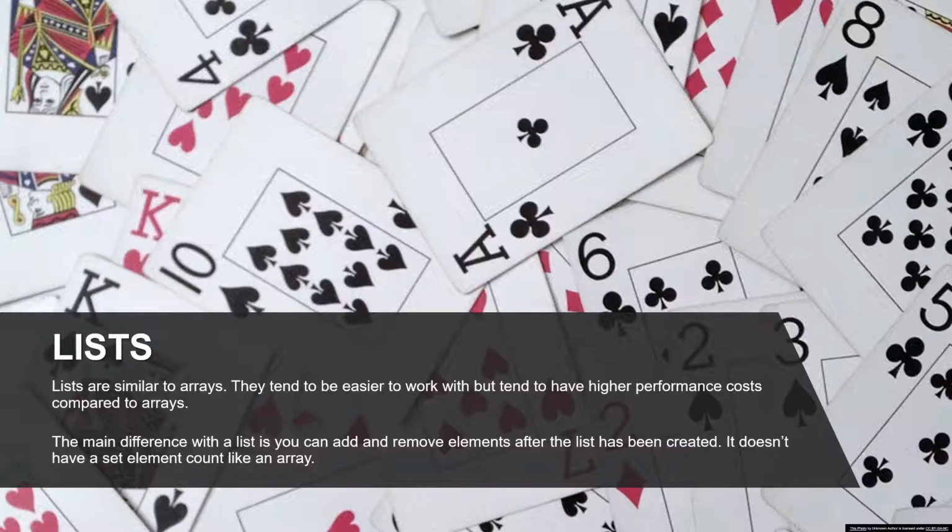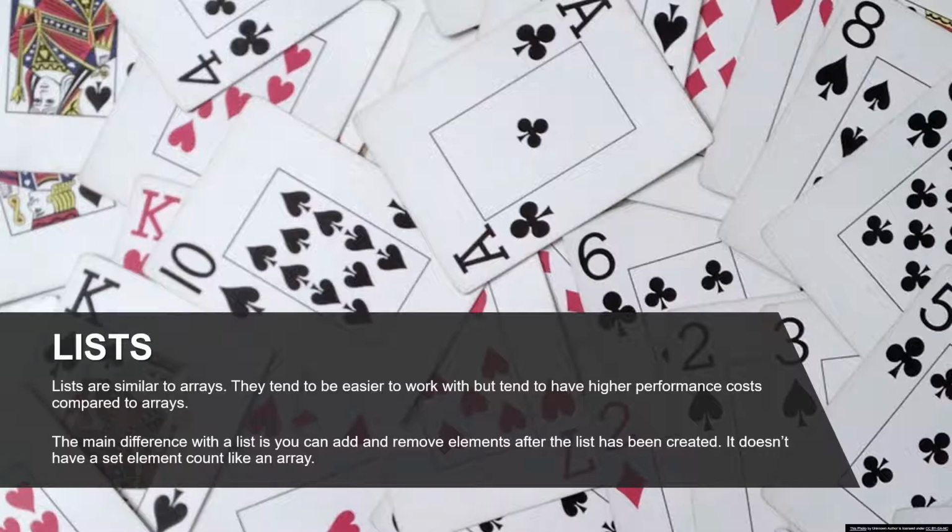My personal preference is to work with lists instead of arrays, especially with game stuff, because they are easier. And the main difference with lists is that you can add and remove elements after the list has been created. When it's created, we don't have to set the element count like an array. So we can just start with an empty list, and as we need to add things to it, we can just add. If we need to take away things, we can just take away. We don't have to be constrained to our egg carton. We can have it as big or as small as we need after it's created.